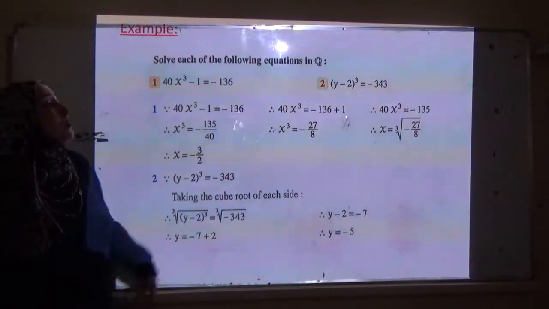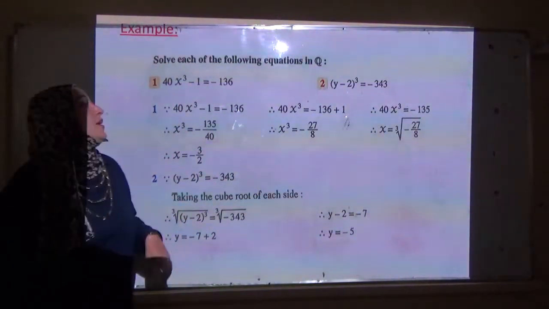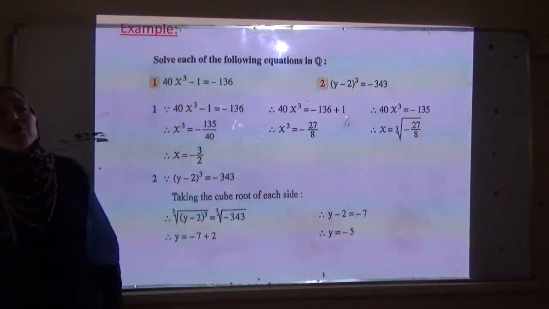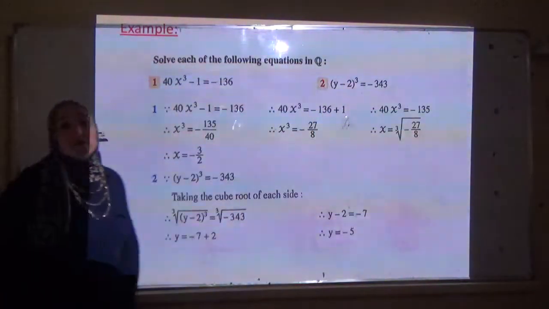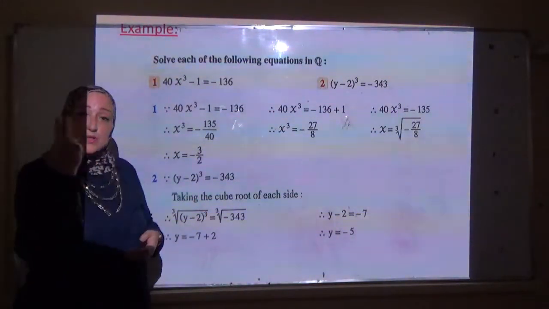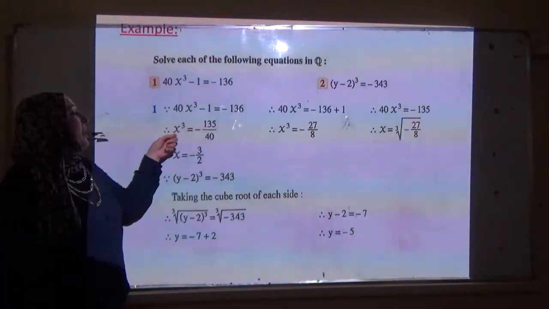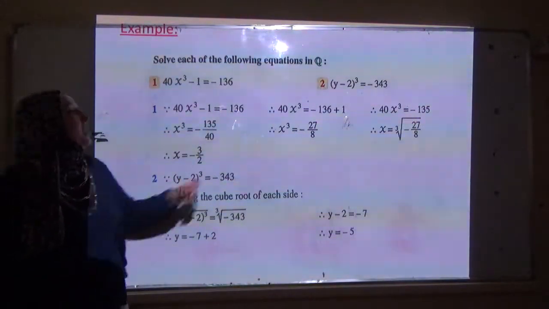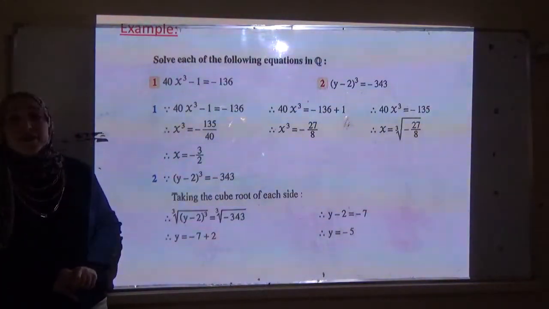But I ask for the value of x, the solution is the value of x. Then move 40 to the other side by inverse operation. Here it is multiplied, so we move it to the other side by dividing. Or we can divide both sides by 40. Both are okay. Then x^3 equals negative 135 over 40. x^3 equals negative 27 over 8.